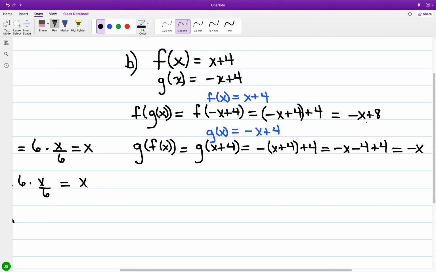And since we have both compositions to be other than x, for this particular set, f and g are not inverses.